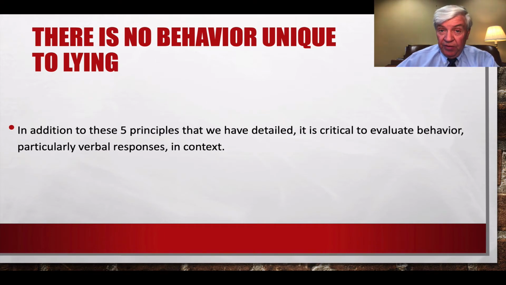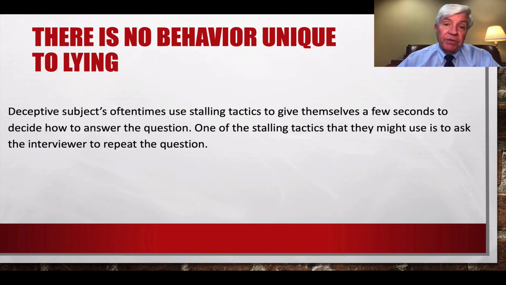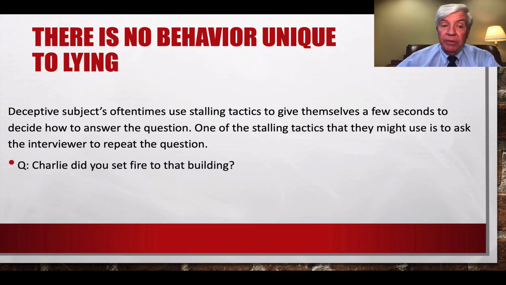In addition to these 5 principles, it is important to evaluate verbal behavior in context. Deceptive subjects oftentimes use stalling tactics to give themselves a few seconds to decide how they want to answer a question. And one of the stalling tactics that they might use is to ask the interviewer to repeat the question. For example, Charlie, did you set fire to that building? I'm sorry, what are you asking me?